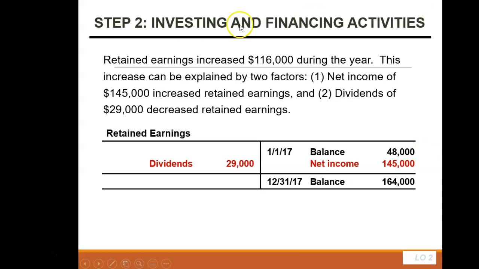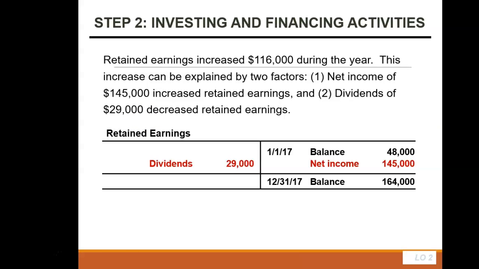More information. Retained earnings for the year increased by $116,000. You're asking yourself, what caused the increase? Well, we earned net income of $145,000, and we paid out dividends of $29,000. Now, the net income has been recorded already up in the operating activities section of the statement of cash flow. But we'll now record the dividends under our financing activities.